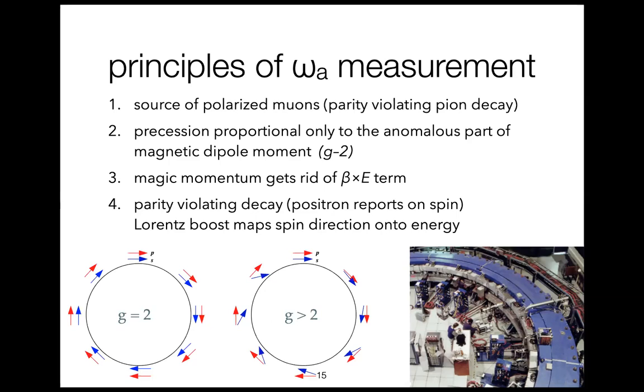And that's where a weak focusing electric field comes in. Then a careful choice of momentum is needed to get rid of the beta cross E term. And finally, we need to move the information on muon spin onto something we can see and detect, which is parity violating decay, parity violation again. And this time it is in the positron, in the muon decay into a positron. And then it uses only a Lorentz boost to map the spin direction onto energy.